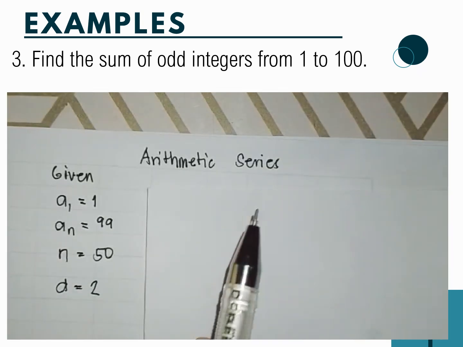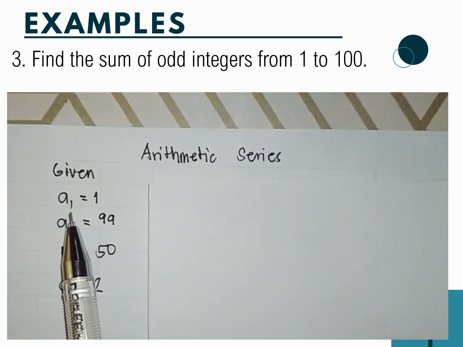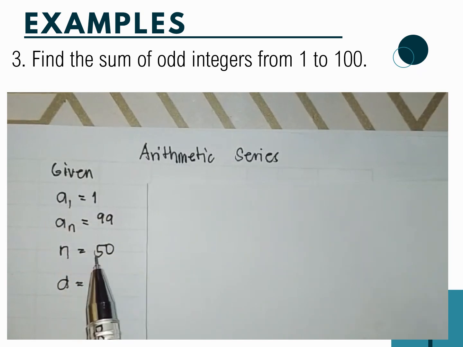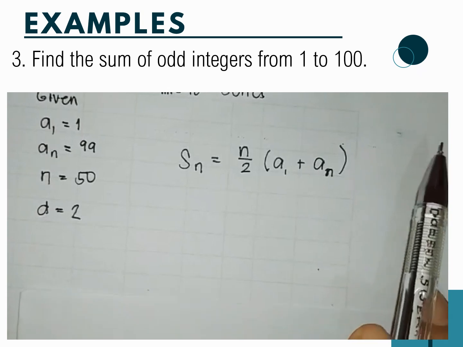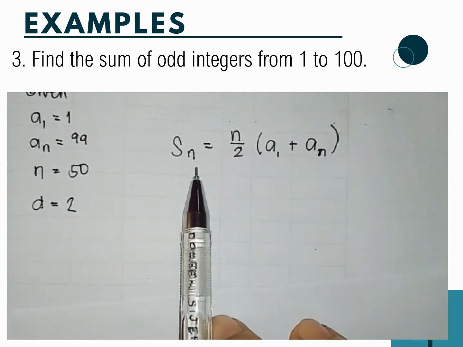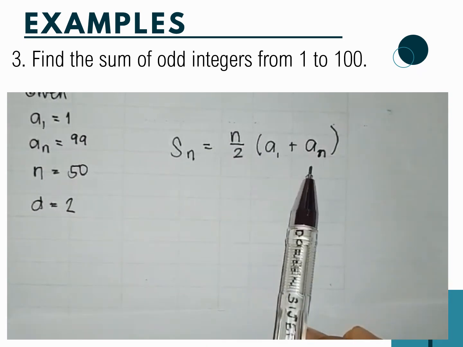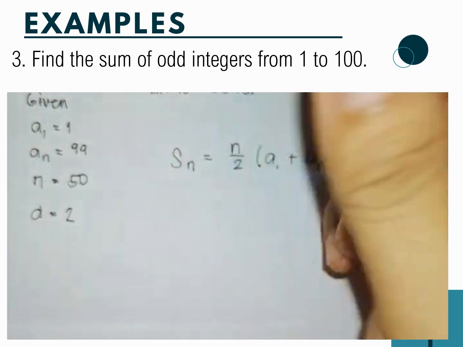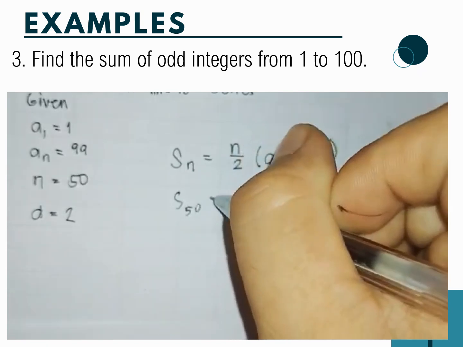Since we already solved for n, we can now proceed to the arithmetic series. Again, a sub 1 is 1. A sub n is 99. Our n here is 50. Common difference is 2. This is the formula when a sub 1 and a sub n are given. S sub n is equal to n over 2 times the quantity of a sub 1 plus a sub n.